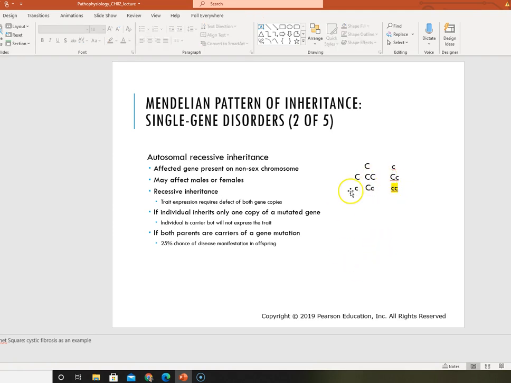All right, so I guess what I'll do is I just wanted to write in here that this is our Punnett square example. Okay, that's what this is.